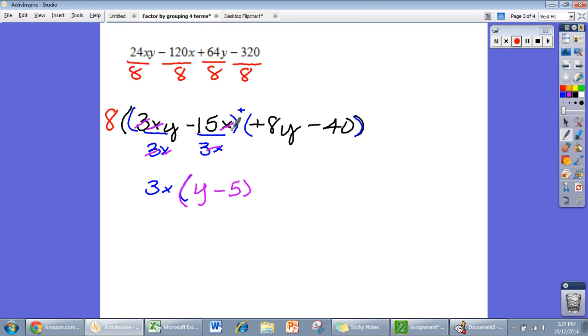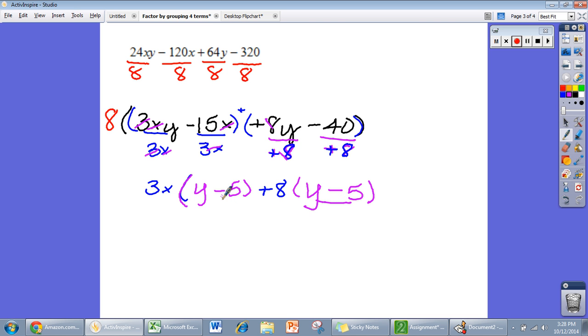Okay, and now we go back to our second grouping. 8 and 40 can be divided by 8. I know it's positive because this is positive. And I should have done that in blue. Not that it matters, but it helps everyone see where I'm pulling my numbers from. So the positive 8 gets factored out. And what remains? 8 divided by 8 cancels out. I'm left with y. Negative divided by positive is a negative 5.